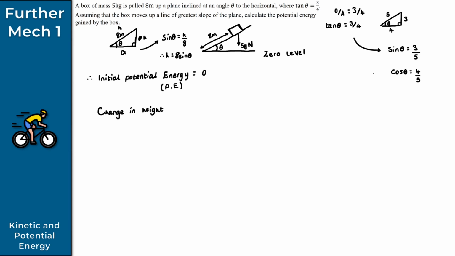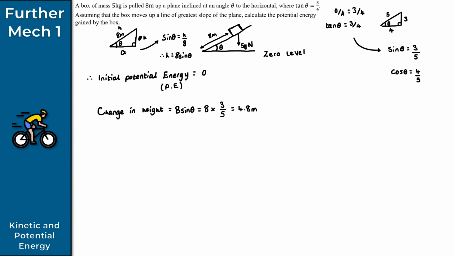Okay? And sine theta, as we evaluated here, is 3 over 5. So the change in height, as we just said, is 8 sine theta, which is equal to 8 times 3 over 5. Evaluate this on your calculator. What we should find here is we get 4.8 meters. So I know here that the change in the height is 4.8 meters.